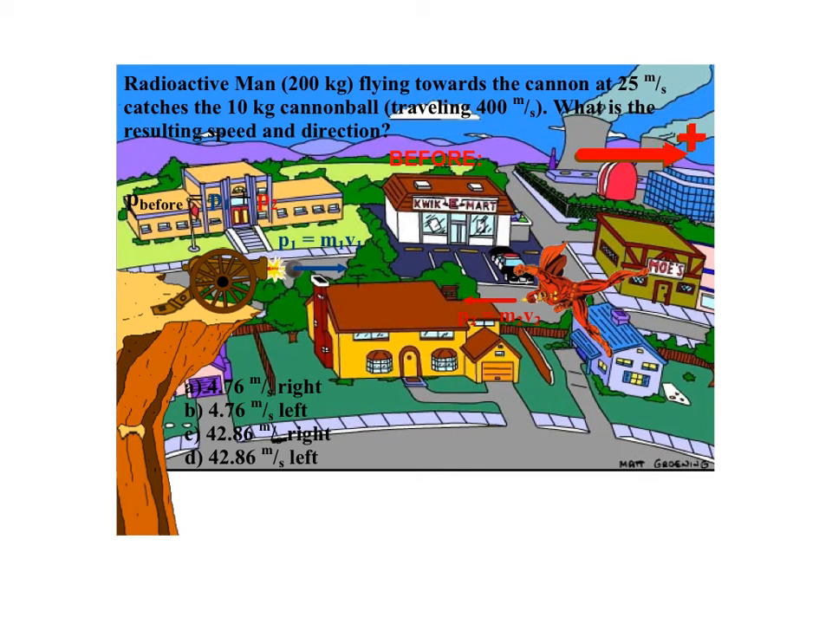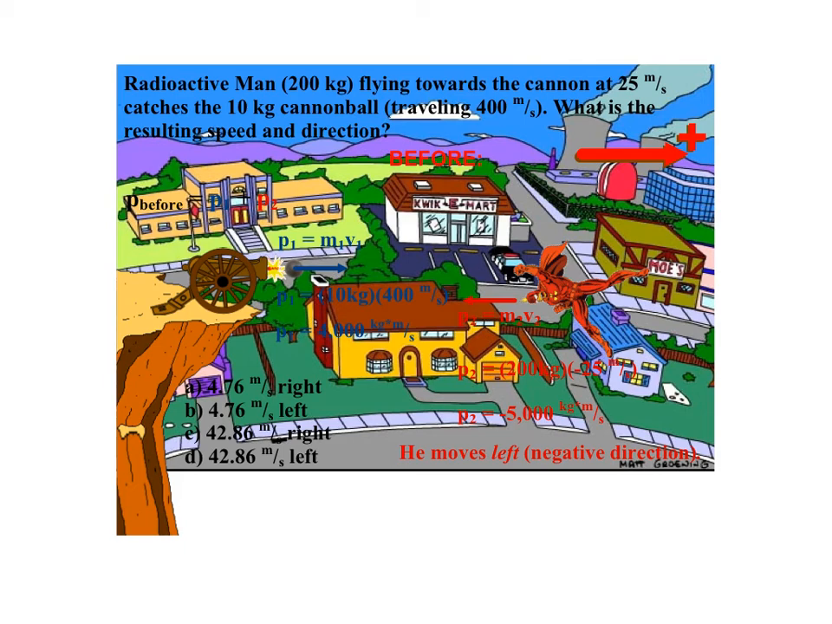So the momentum before will be momentum of the cannonball plus a momentum of radioactive man. We're going to use some color coding here to show you which is which, but that's m1v1 plus m2v2. When you substitute in the values for the mass of the cannonball and the mass of radioactive man and the velocities of both, you end up with p1 being equal to 4,000 kilogram meters per second and p2 being equal to negative 5,000 kilogram meters per second. Notice we made the 25 meters per second negative because it's going to the left.